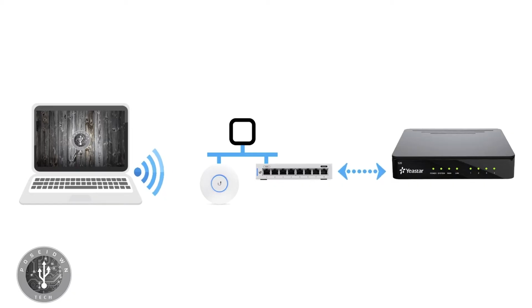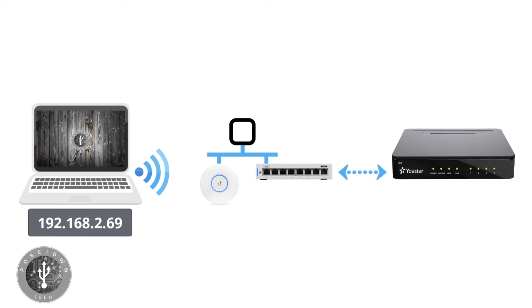The problem is that my computer's IP address is 192.168.2.69, while the PBX IP address is 192.168.5.150. Since the network ID is not the same, the PC cannot connect to the PBX. So we need first to change the network ID of the PC. Let me show you how.